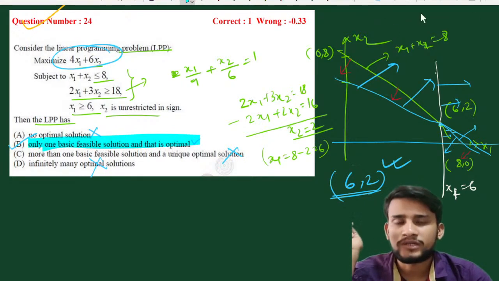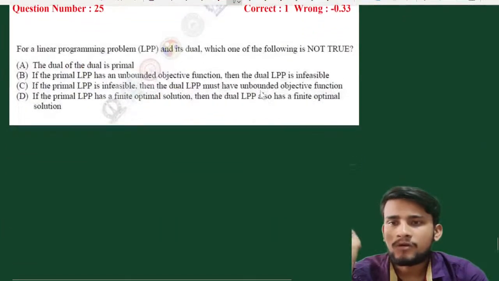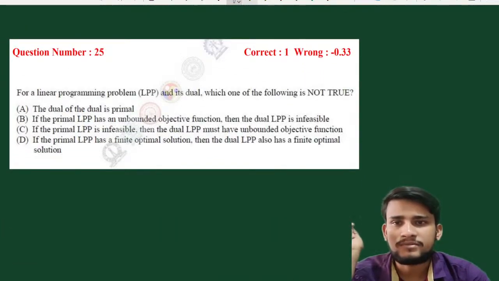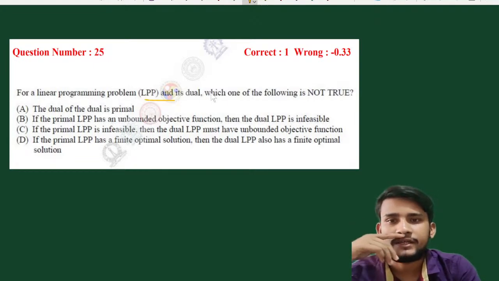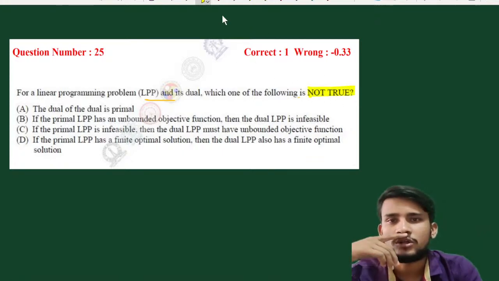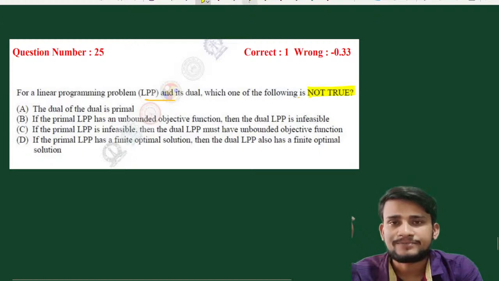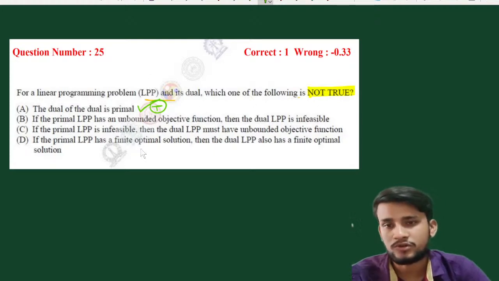Now we go to the next problem. Question number 25 says that for a linear programming problem, LPP, and its dual, which one of the following is not true? The first option says that the dual of the dual is primal. Yes, this is a true statement.